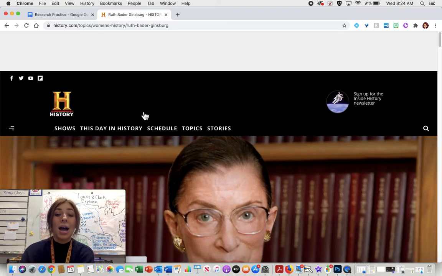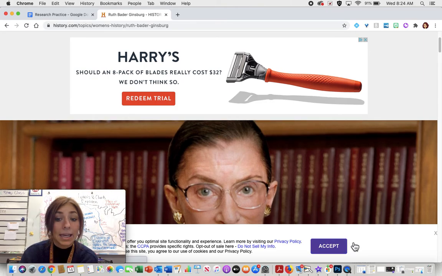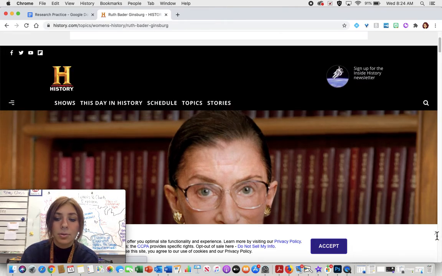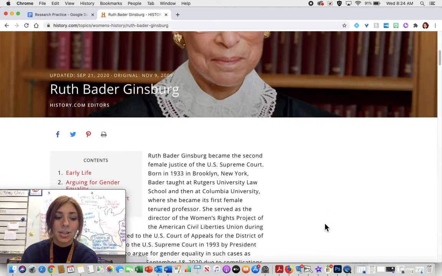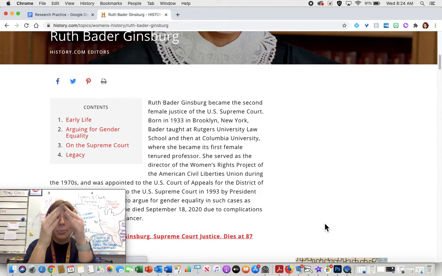And so I'm going to do what's called scanning. Oops, my computer's moving a little slow. So I'm going to scan the article. I'm not going to sit here and read everything, right? So what I'm going to do is I'm looking really quickly for important information that sticks out. So I'm looking for keywords.